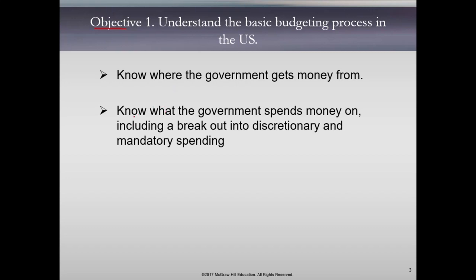And then we'll talk a little bit about what the government actually spends its money on. We'll look at a recent year, and we'll break down government expenditures into a number of different categories. And the major breakdown of government spending is into what we call discretionary spending and mandatory spending.